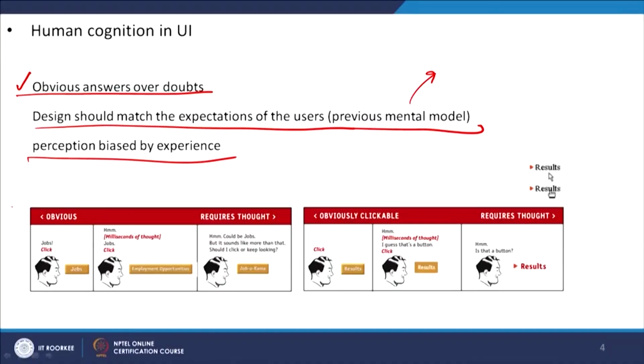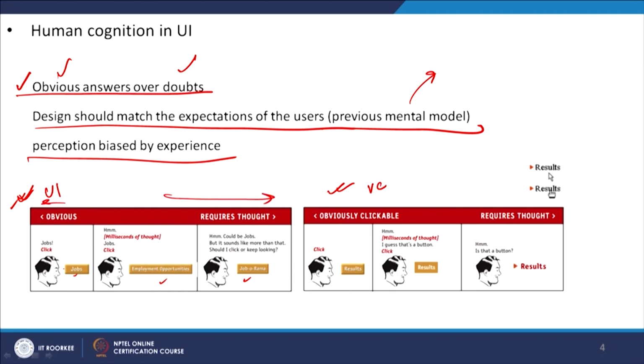So this is just a simple example from the same book, Don't Make Me Think. If we design based on the typography of the design and the UI component, how we write the text on the document, and the visual communication component, how we design the button, based on that it can be obvious or doubtful. So on this side it is obvious, and on this side it is doubtful or requires more thought.